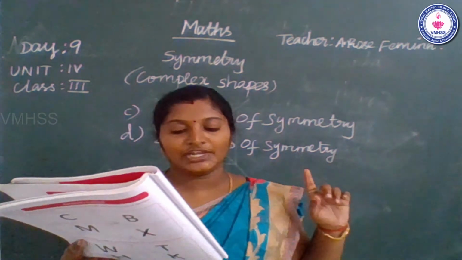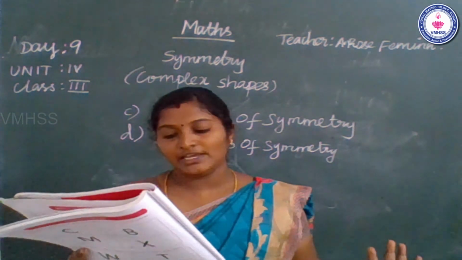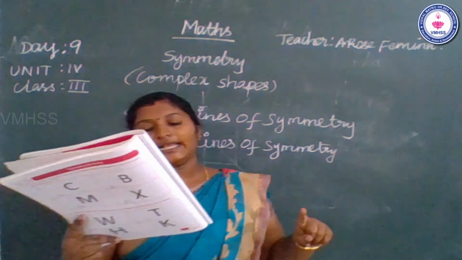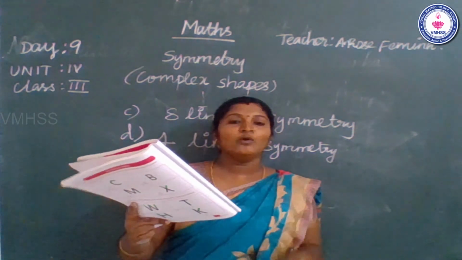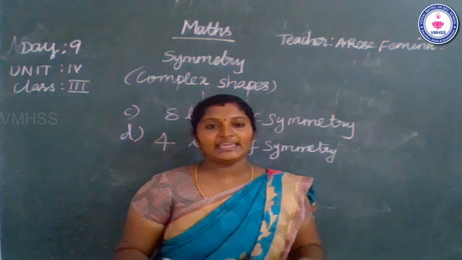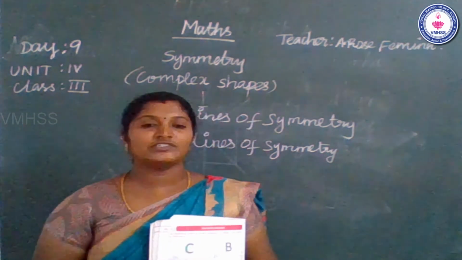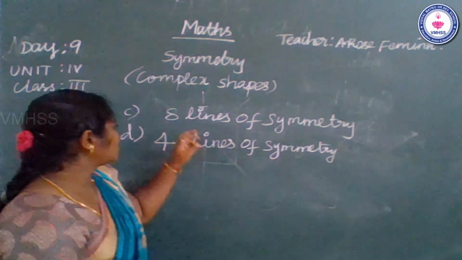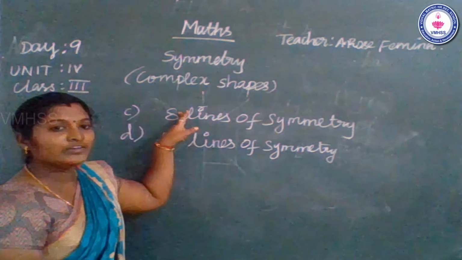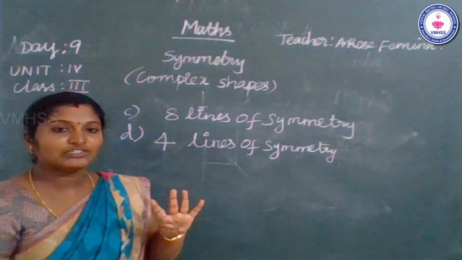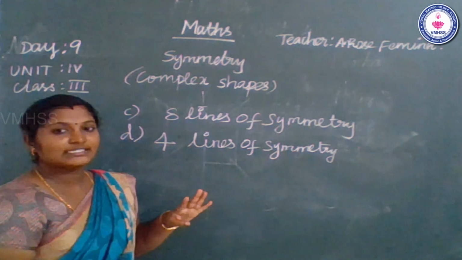So first question, 4 lines of symmetry. Second one, question B, one line of symmetry. Question C, 8 lines of symmetry. Question D, 4 lines of symmetry. Do you understand this topic?